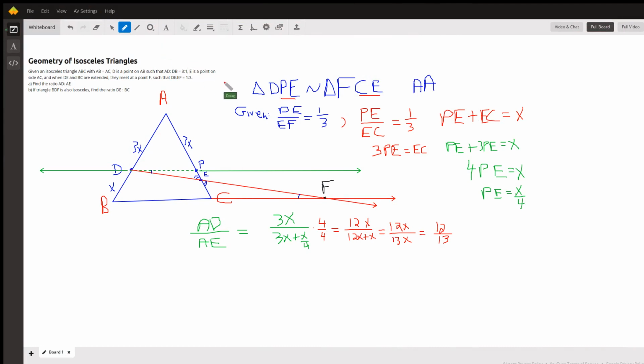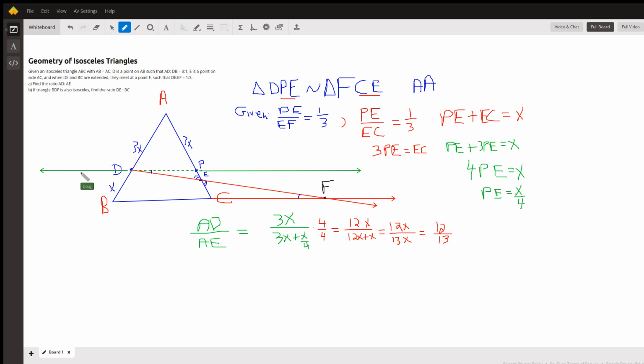Okay, I'm not 100% positive that this is the only way to do this problem, but my guess is that we're looking for some similar triangles. Here is the original triangle, triangle ABC, isosceles, which means AB is equal to AC. And if AD is to DB as 3 is to 1, then we can represent this distance AD with a 3x and DB with an x. And we'll have the same situation on the other side.